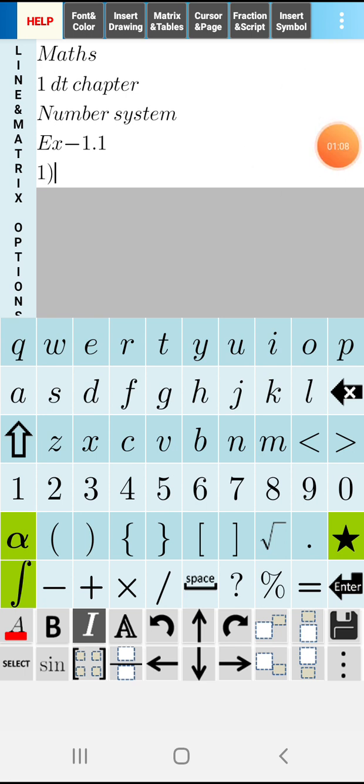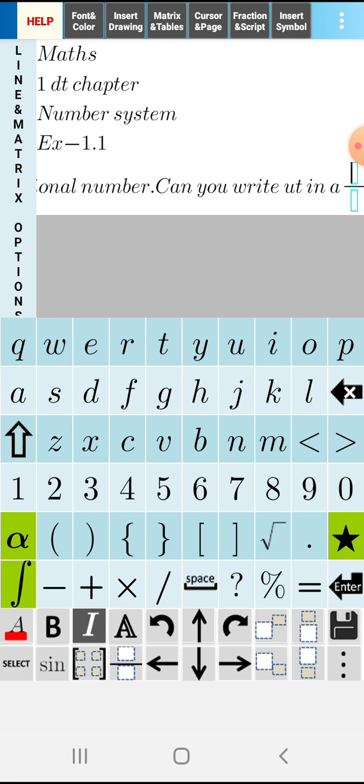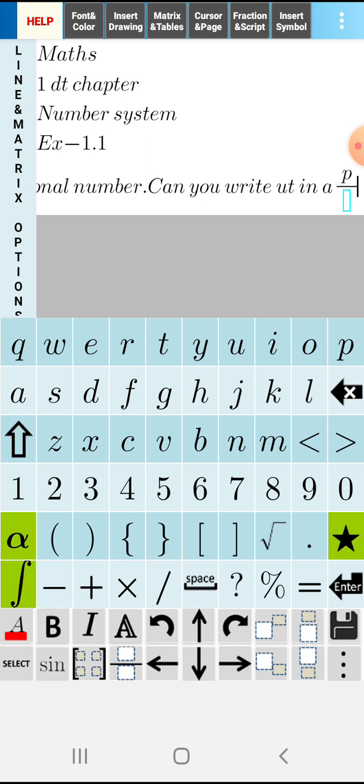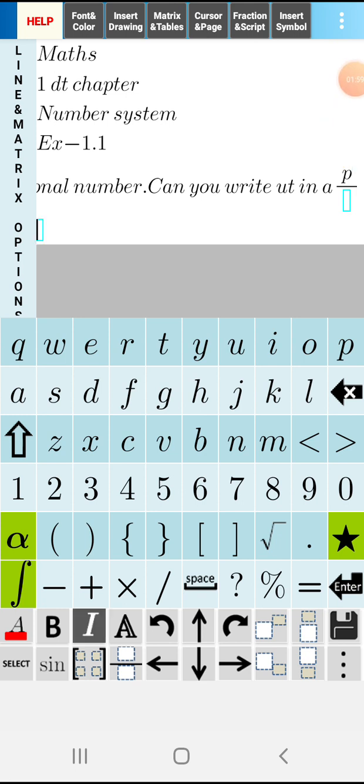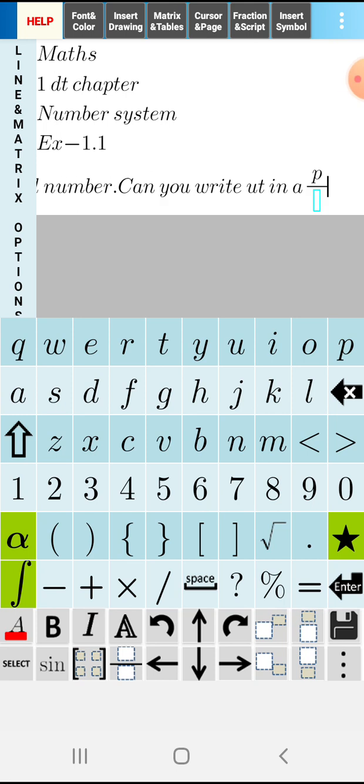The first sum is: is zero a rational number? They are asking in the first sum, is zero a rational number, and also they are asking, can you write it in P by Q form?